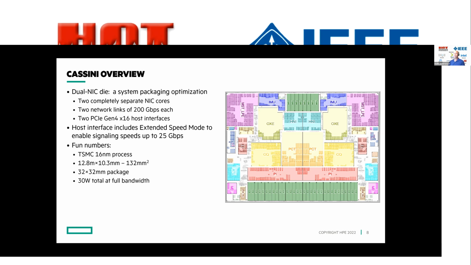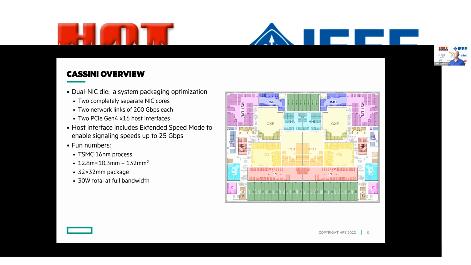standard. So the numbers that everybody likes to see: this is a TSMC 16 nanometer process. It's 132 square millimeters total. That's for both die on a 32 by 32 package, operating at about 30 watts when you're running at full bandwidth. And again, that's for both NICs.